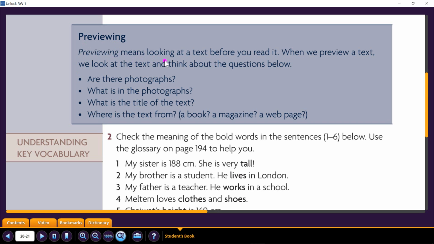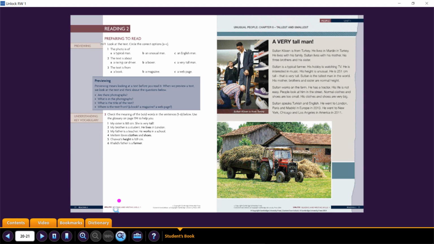Previewing means looking at a text before you read it. There is no need at all to read anything. You need only to preview it. When you preview a text, we look at the text and think about the questions below. Are there any photographs? What is in the photographs? What is the title of the text? Where is the text from? Is it from a book, a magazine, or a web page? So you can find this on page number, I think it is 20. Yes, 20.